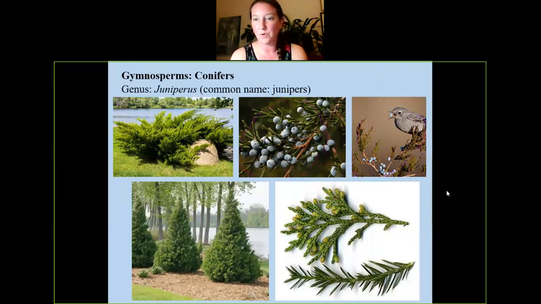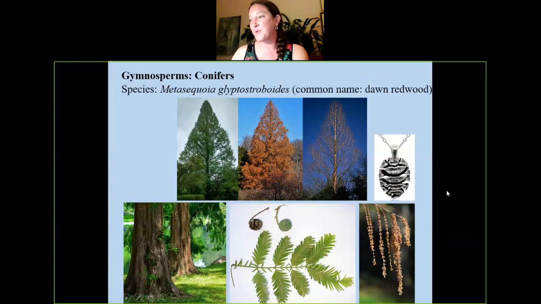Okay, so what do we got next? Ooh, this is a good one. This is a really good one. Okay, plus it's got a funny species name. So this tree is called the dawn redwood. That's the common name, dawn redwood. And I'm fine with you guys focusing on just the common names. I always will provide you both the species name and the common name. So you focus on learning the common names, okay?